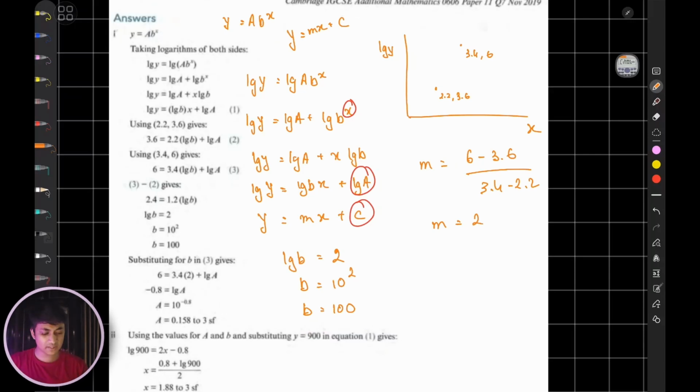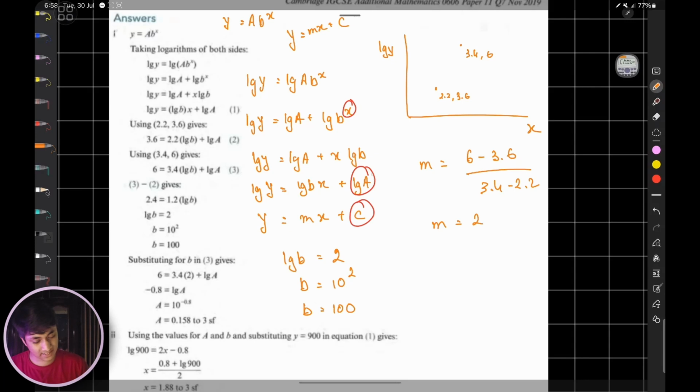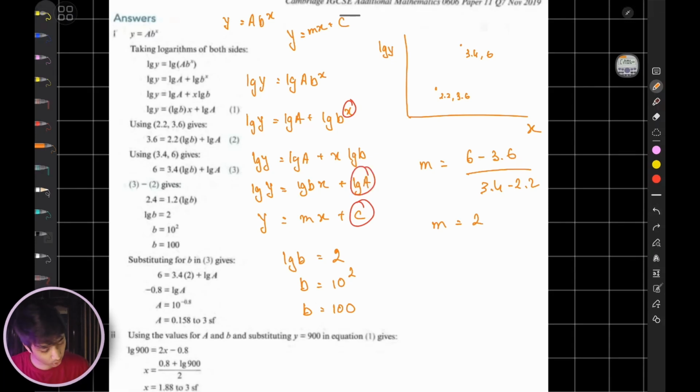Now, how do I find out the next constant, which is nothing but log a? I need to find the value of log a, or the constant a. Now, to do that, there is a bunch of information that is available to me. I can use the coordinates directly to find out log a. How do I do that?